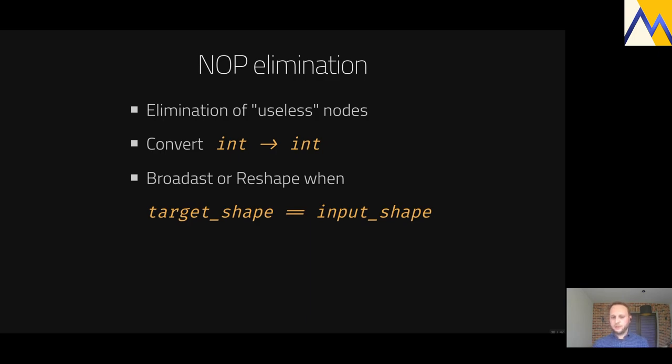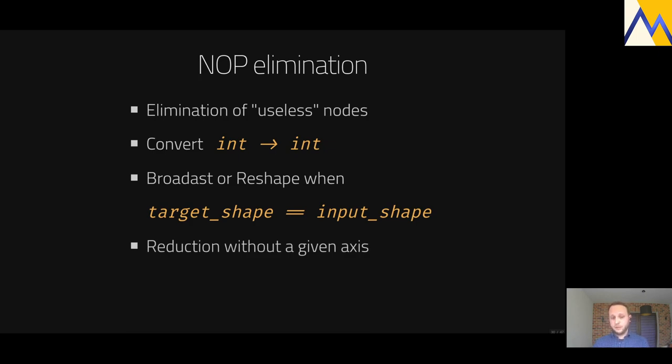Broadcast or reshape when the target shape is equal to the input shape. Again, if you have a 3x3 matrix and you're supposed to reshape it or broadcast it to a 3x3 matrix, it makes no sense to waste CPU cycles. Again, something you can get rid of.